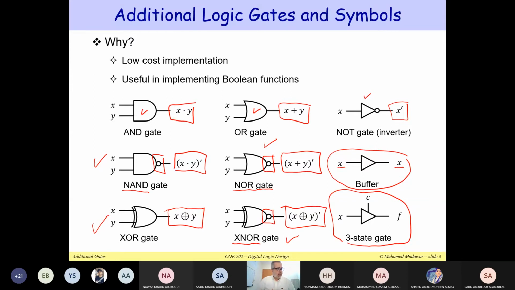Yani, for example, you would like to design an adder. We need the XOR gate. We need the exclusive NOR gates. So we need these gates when we would like to do addition or subtraction. So for this reason, I talk about these gates because they are very important in design.